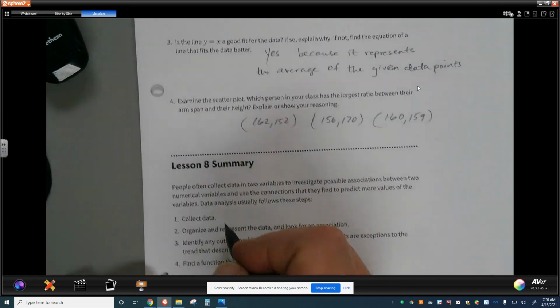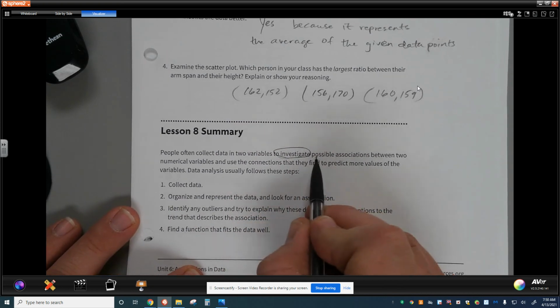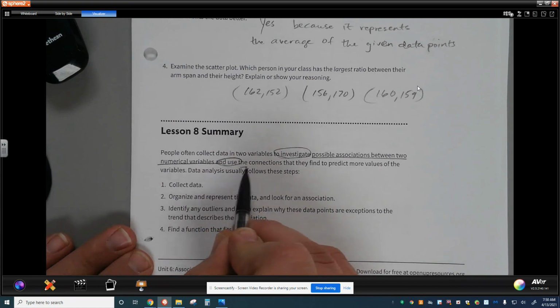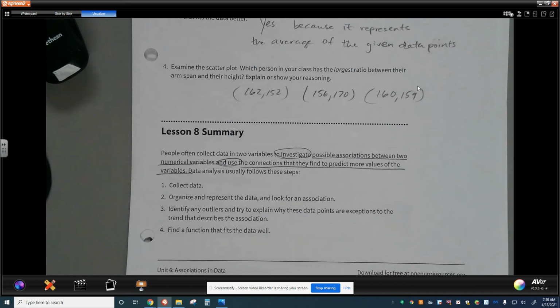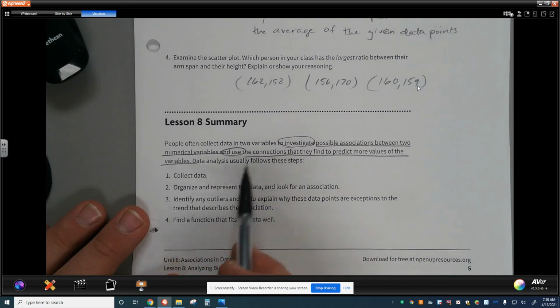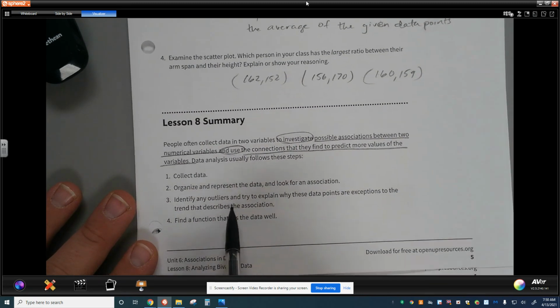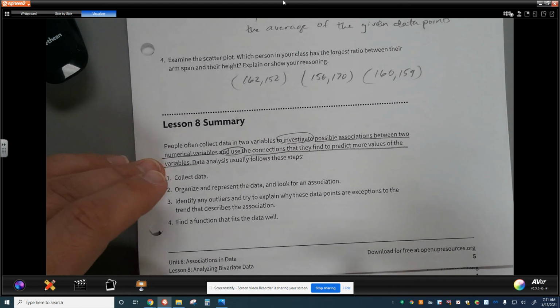So we collect a lot of data. Looking at our summary, we often collect data in two variables to investigate possible associations between two numerical values, and then use the connections to find and predict more values in the variables. That's the purpose of collecting data. To do that, we follow the steps: collect the data, organize and represent it, and look for an association, identify outliers, try to explain why these points are exceptions to the trend, and describe the association. Use a function that fits the data well.